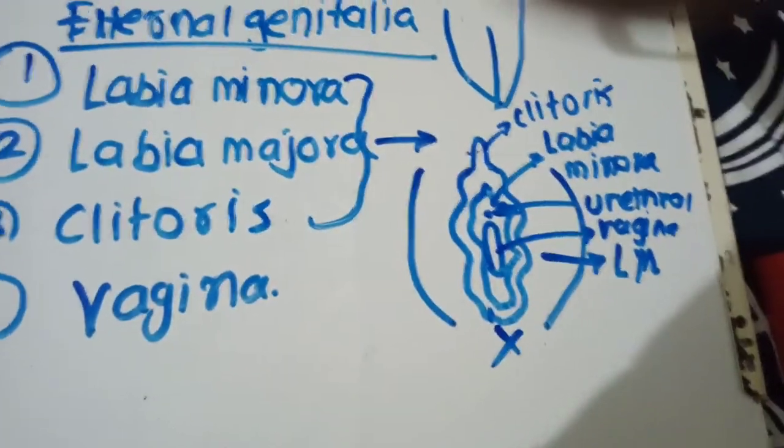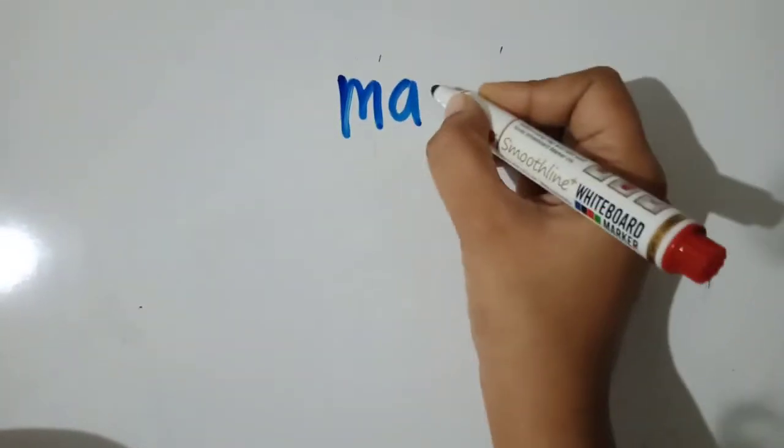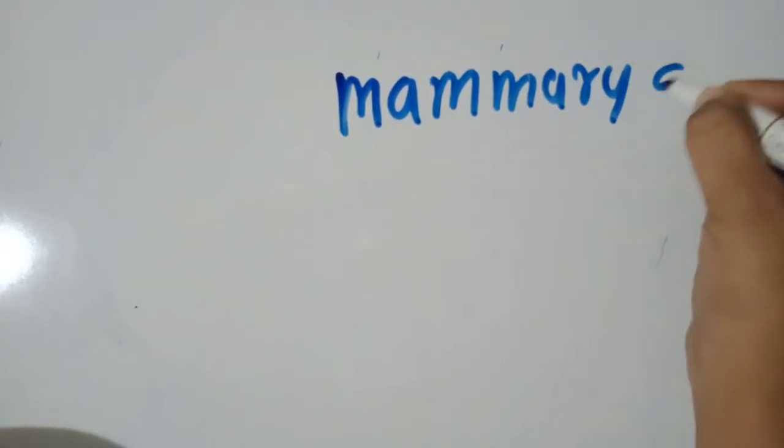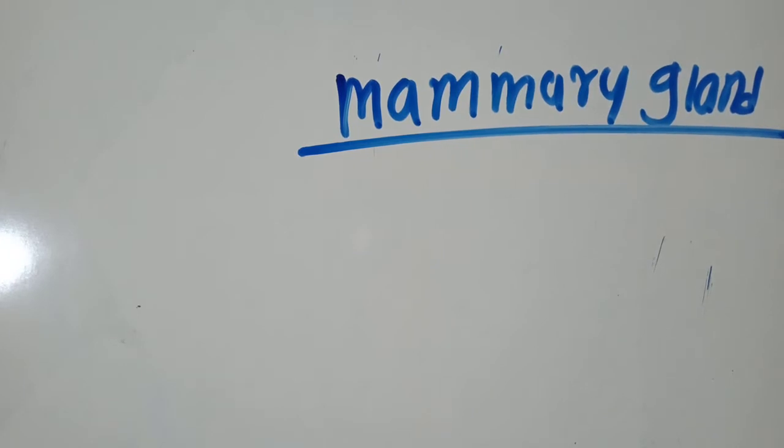Now I'll go for the next. We'll see the mammary gland now. Mammary glands are modified sweat glands. They are very important to feed your newborn baby. It gives nourishment, and it also gives immunity, because breast milk contains antibodies to fight against infections.